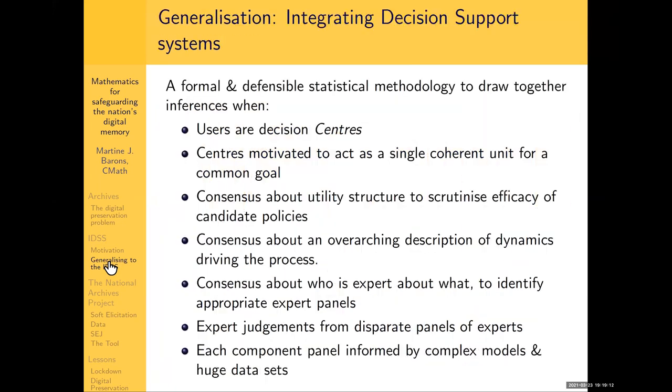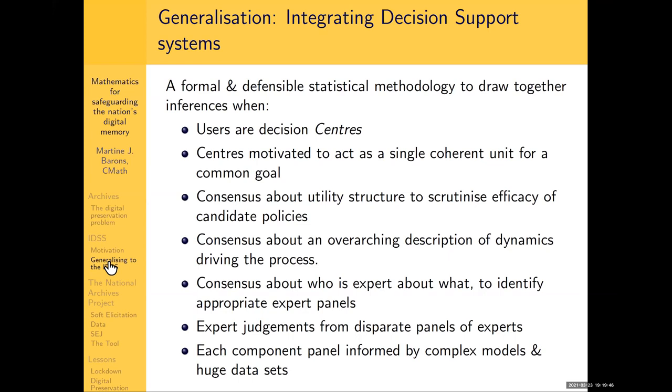The idea is that it's got to be a formal and defensible statistical methodology, and the users are decision centres. You think of COBRA or SPI-M or whatever. They're sitting around making a decision together, and we're assuming that they're motivated to do the best thing. So we're not going to have a situation where if I say pink, then they say blue, and if I say red, then they say white. There's not this combative idea, but actually they are motivated to reach a common goal.